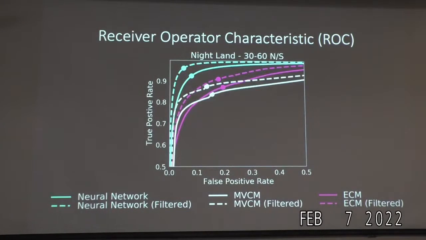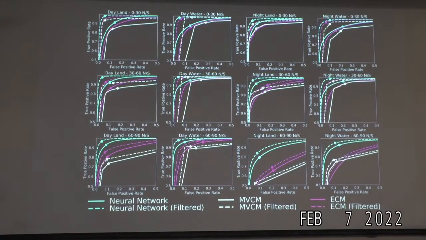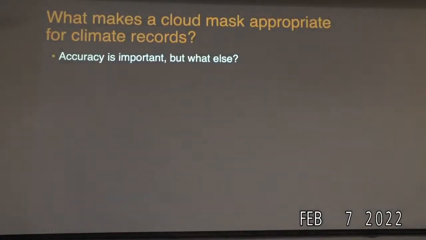So I'm going to zoom in on the top left here, and then show this for every combination of daytime, nighttime, land, and water for 3 different latitude bands. I'm not going to go through every single plot here, but you can follow along a little and see the neural network has a higher true positive rate for a given fixed false positive rate, particularly over high latitude surfaces. So it seems like our neural network is doing pretty well.